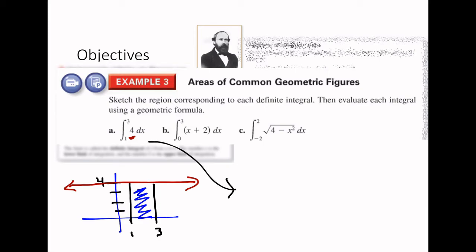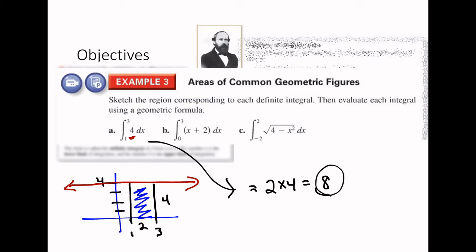That is from 1 to 3, that's 2. From here to here, that's 4. So that's a rectangle that's 2 by 4. And that answer is 8. How? Why? Because it was just a geometric figure. That was just a rectangle. So if we want the area of a rectangle, we just take the base times the height.